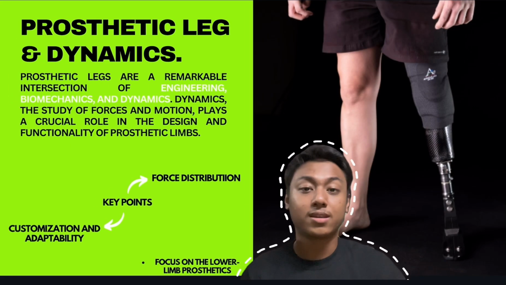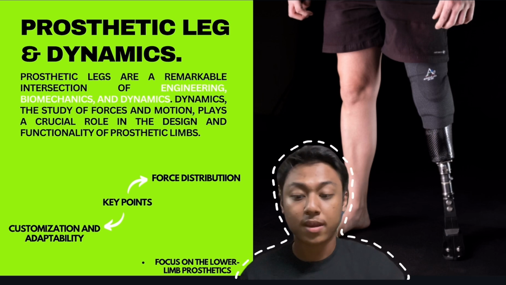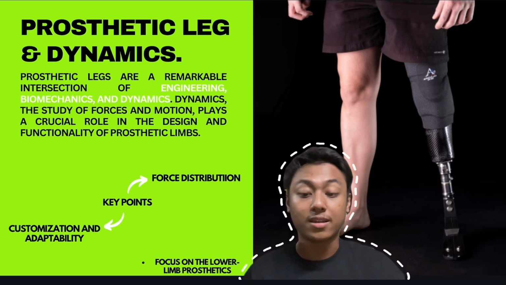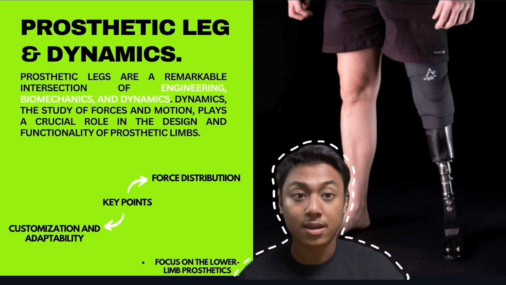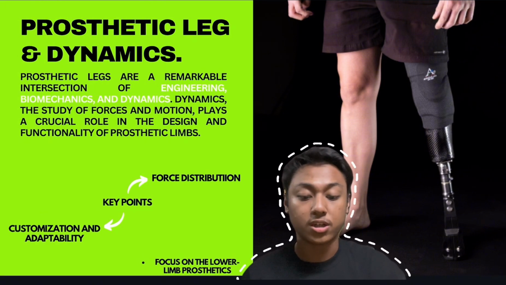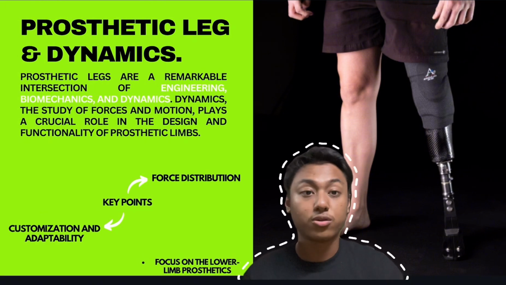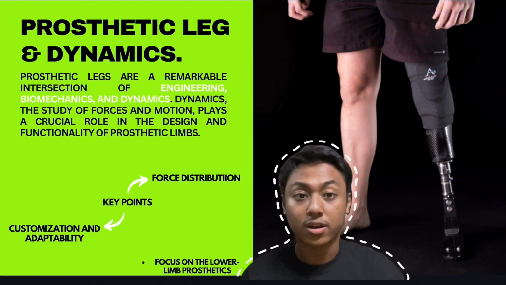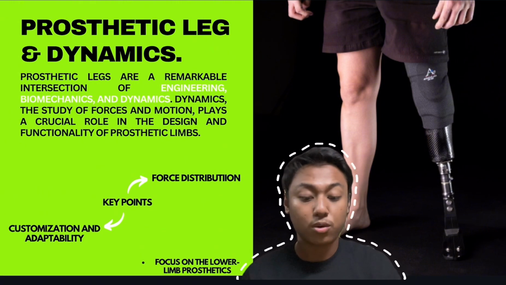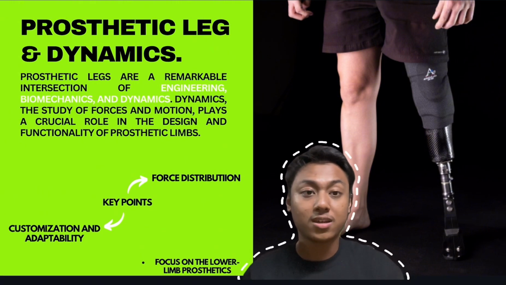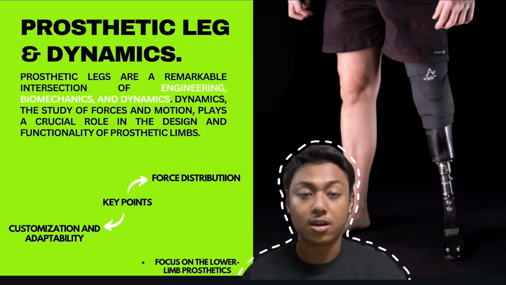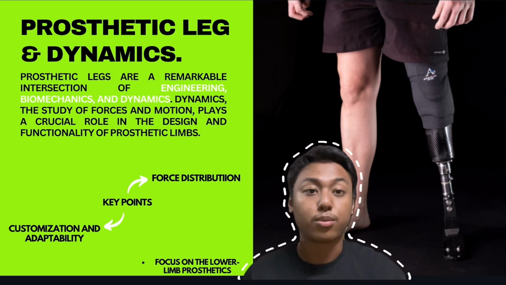So how do the prosthetic legs correlate with dynamics? Prosthetic legs are a remarkable intersection of engineering, biomechanics and also dynamics. Dynamics, which is the study of forces and motion, plays a crucial role in the design and also the functionality of the prosthetic limbs. There are 2 key points that are going to be discussed today, which are the force distribution and also the customization and the adaptability of the prosthetic legs, where we will be focusing on the lower limb prosthetics.